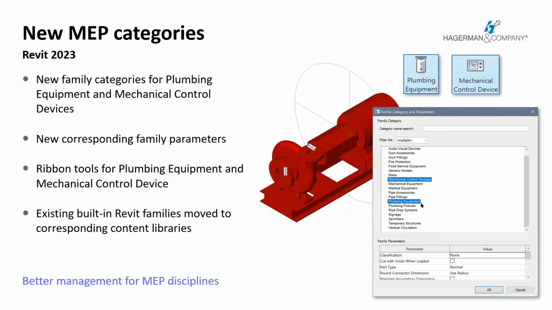All right. This is nice too. Revit 23 has new MEP categories for plumbing equipment and mechanical control devices with corresponding family parameters. Button tools have been added to the plumbing ribbon and mechanical ribbon. Existing built-in content libraries have been updated with corresponding content. This will lead to better management for different disciplines within MEP workflows.